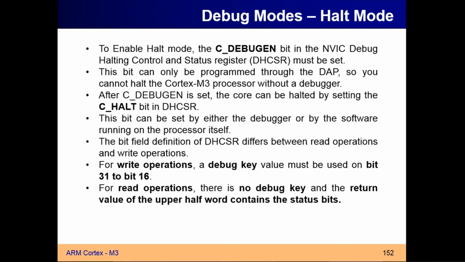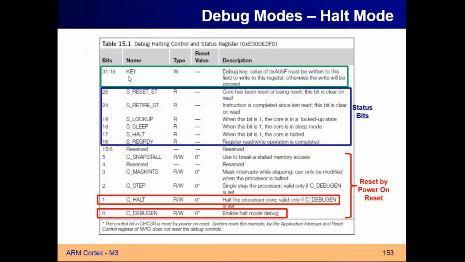Right. And I have already told that the bit definition of this DHCSR differs for the read and write operations. In the case of a write operation, you need to give the debug key in these bits. This debug key is A05F. Then only you will be given permission to write into these bits: debug enable, C halt, C step, etc. But for a read operation, this key is not required.